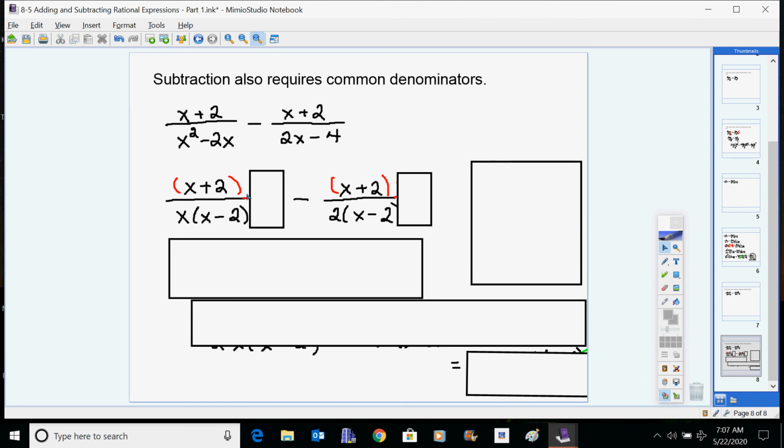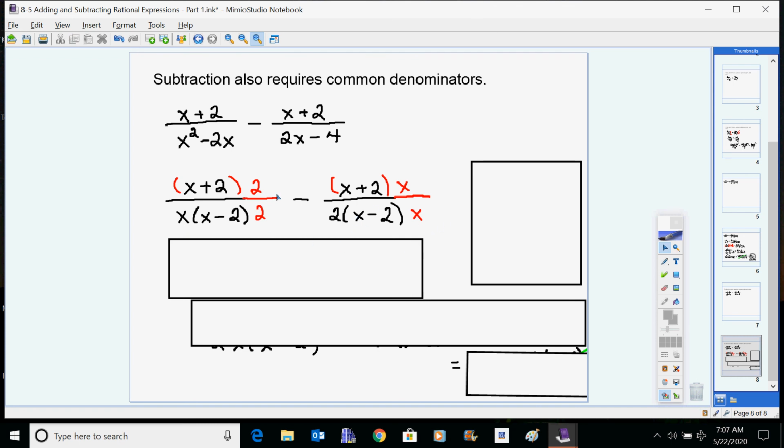Now that's going to help us figure out what's needed to make these match. Both of them have an x minus 2. They don't need that. This one has a 2. This one does not have a 2. This one has an x. This one does not have an x. So this one needs a 2, always doing that thing over itself. And this one needs an x. So that now both of them will have 2x, x minus 2.